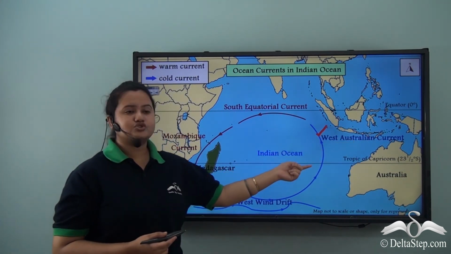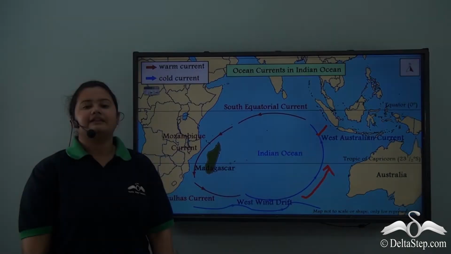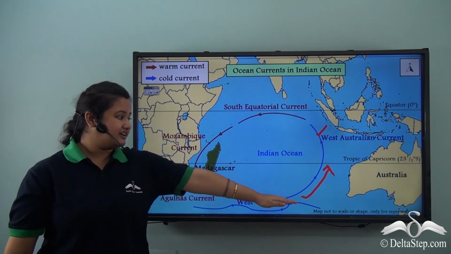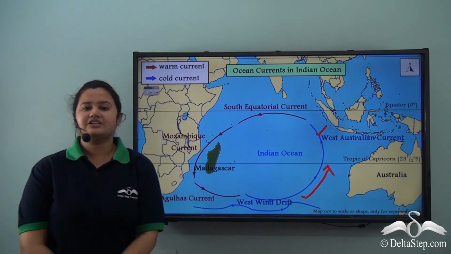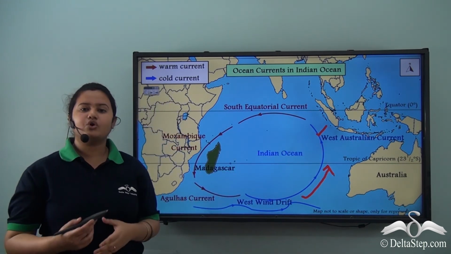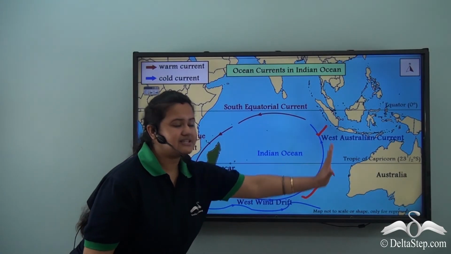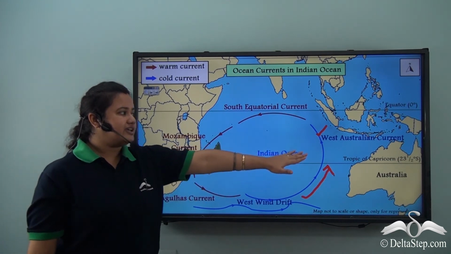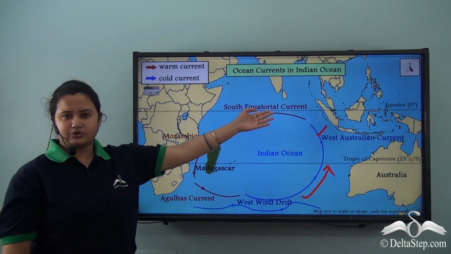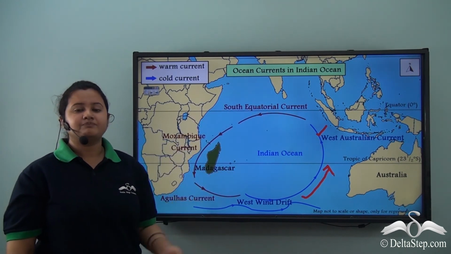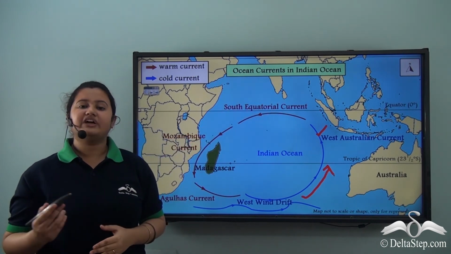And this West Australian current moves along this direction. That is, they travel to the north and here we have a deflection, that is, they deflect northwards because of the Coriolis effect. Due to Coriolis effect, the West Australian current deflects northwards and finally the West Australian current, which is a cold current, connects with the South Equatorial current and completes the gyre. So, this is the complete circulation in the southern part of the Indian Ocean.